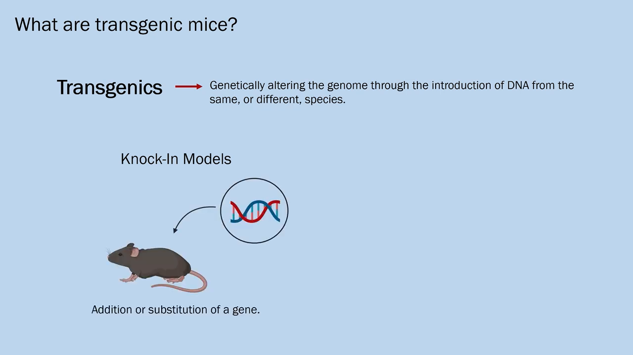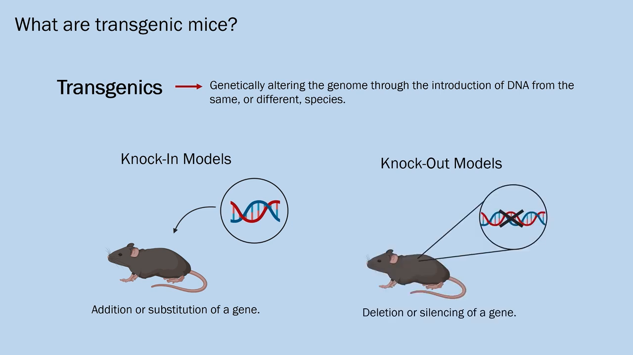Commonly used transgenic models are called knockout models. Knockout refers to the deletion, inactivation, or silencing of a desired gene. This can provide a wealth of information regarding the function of a gene. For example, if you knock out a gene important for promoting water intake, mice may not drink a normal amount of water and become dehydrated.